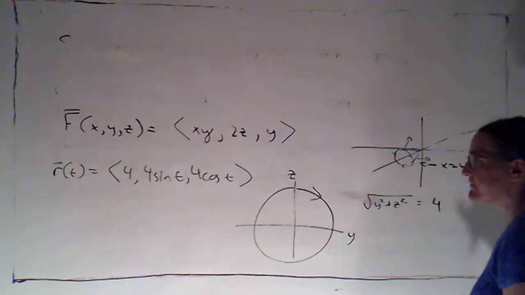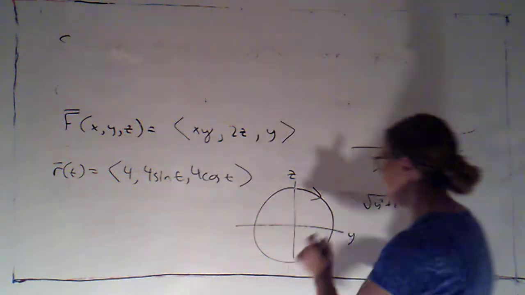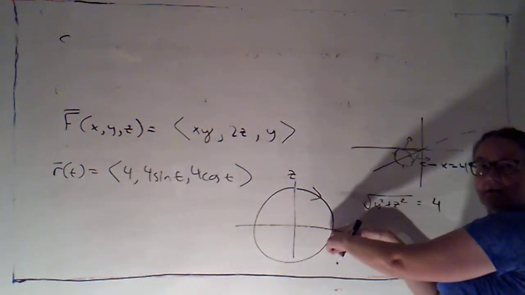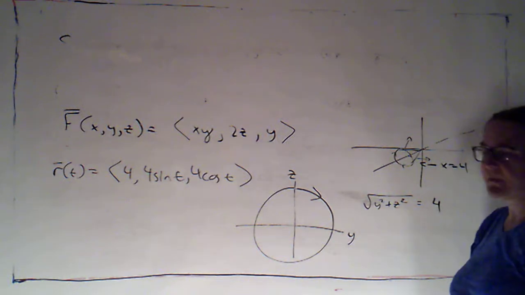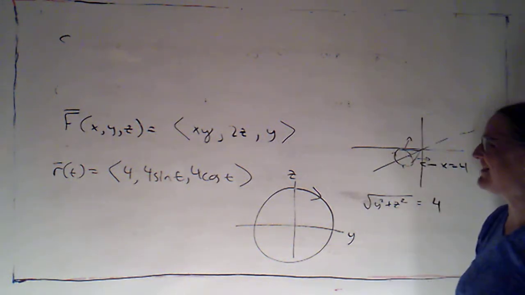If t is pi over 2, I'm going to be at 4, 4, 0. I'm going to be here. So yes, we are going clockwise. Okay. So there's always the trial and error method. If you got it wrong, then you can switch it around.